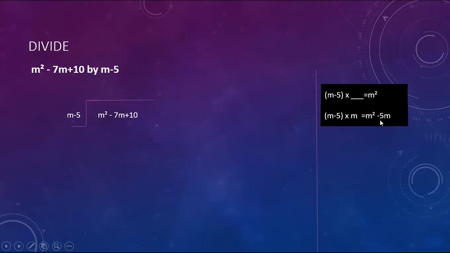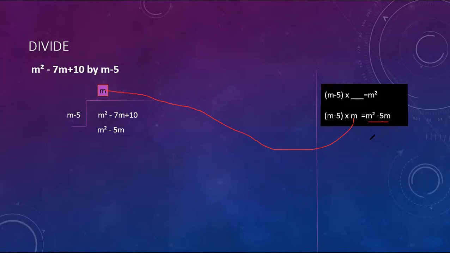Clear everybody? So I can write here in the quotient m. Minus 5 m's are, m minus 5 into m is m square minus 5m. Is it clear? Here, this m is written over here in the quotient and this is written here. When we multiply the divisor with this quotient, we get m square minus 5m. Clear?